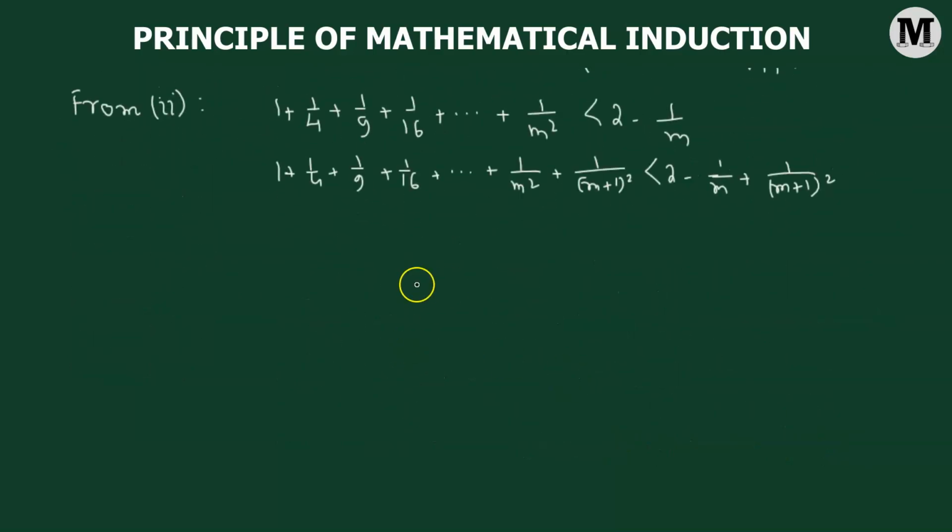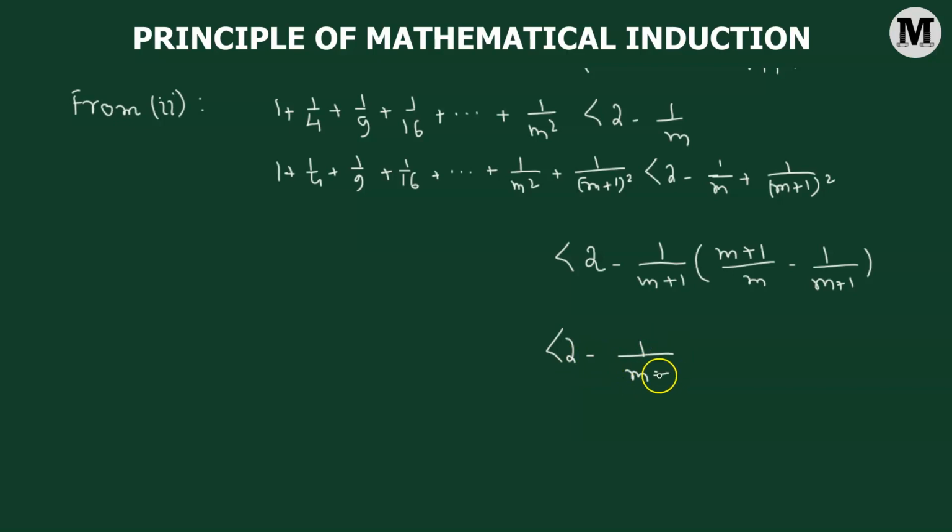Fine. We'll keep the left hand side of the inequality as it is. Let's work with the right hand side. So here we have 2 minus, so if we take 1 over m plus 1 as the common factor, we have (m plus 1) over m minus 1 over (m plus 1). Right. So that means we have 2 minus 1 over (m plus 1). We can combine these two terms. So that's going to give us (m squared plus m plus 1) divided by (m squared plus m).